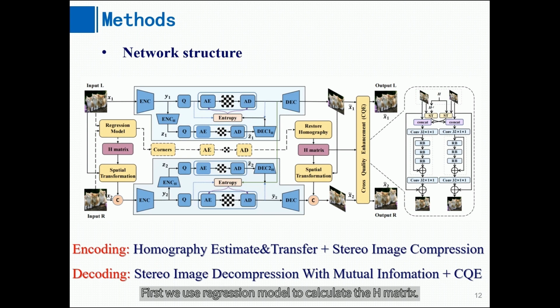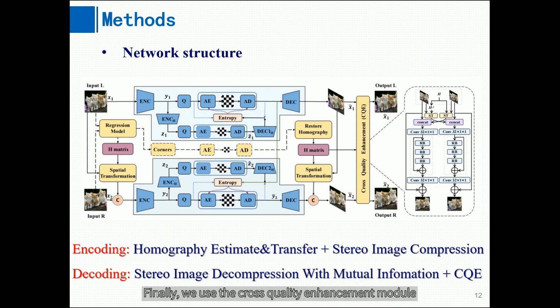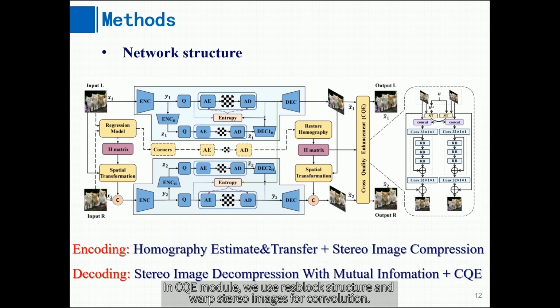This picture shows the main structure of our work. First, we use a regression model to calculate the H matrix. Then we borrow the main structure from Ballé's work. We use homography to warp the left image into the right at the entrance and exit. Finally, we use the cross-quality enhancement module to enhance stereo images with decoder output and an H matrix. In the CQE module, we use a resblock structure and warp stereo images for convolution.